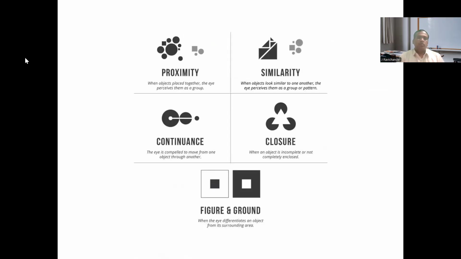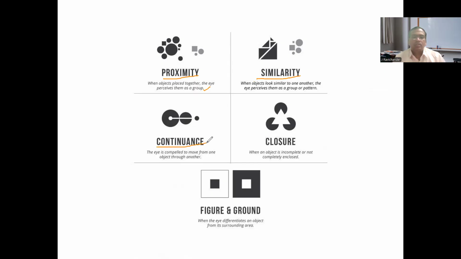Now, coming to these things. Proximity: when objects are placed together, they are perceived as one group. Similarity: when objects look similar to one another, the eye perceives them as one group, like the same color t-shirts worn by a football team. Proximity: in a classroom, the sitting students will be considered as one class.